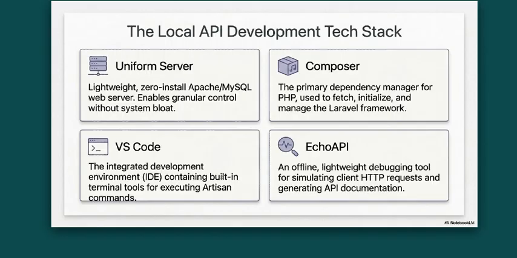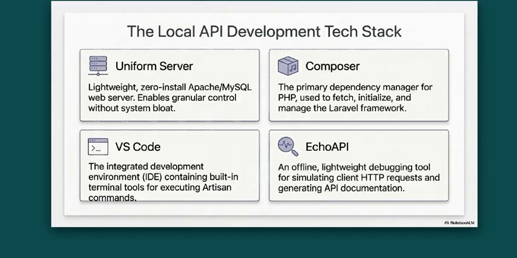And as a byproduct, doesn't it help solve the documentation problem? Because eventually I have to explain to the iOS team exactly how to talk to the system I just built. Absolutely. The moment your API is stable, you have to publish the menu. If the mobile developers don't know the exact spelling of the JSON payload you expect, the integration fails. Echo API can take all those test requests you built and automatically generate beautiful interactive documentation. It creates a standardized contract between the back-end and front-end teams.